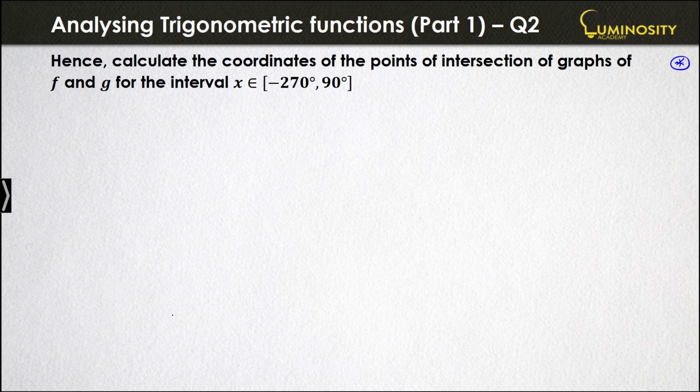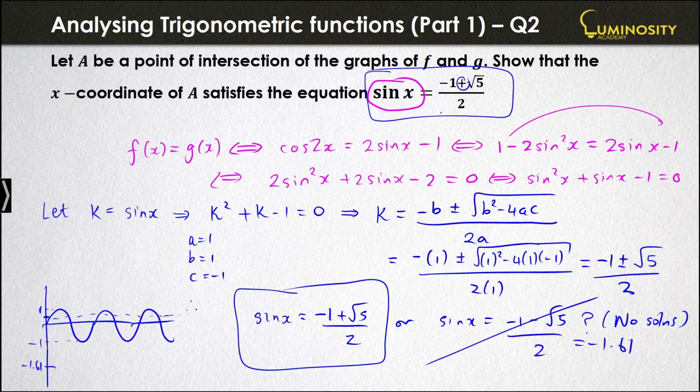Okay, and then lastly, calculate the coordinates of the points of intersection of those two graphs. Okay, so we know that f of x is equal to g of x, the points of intersection, if and only if, as we just showed, sine x is negative 1 plus root 5 over 2. So we can solve this trigonometric equation. Right, so we know this was a positive number. It was like 0.6 something, right?